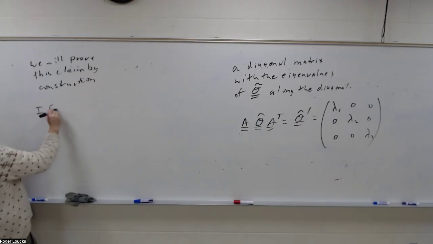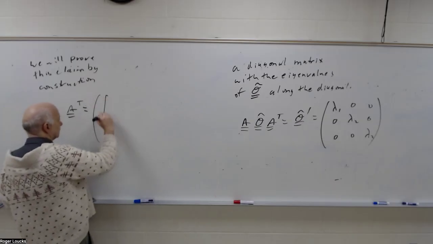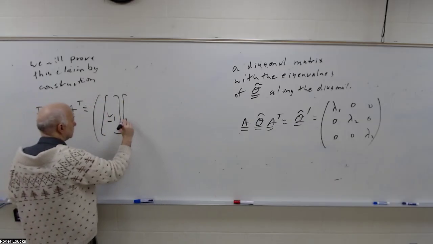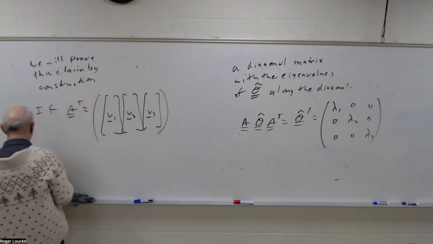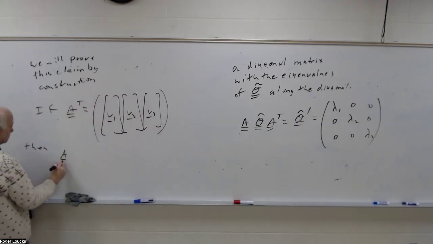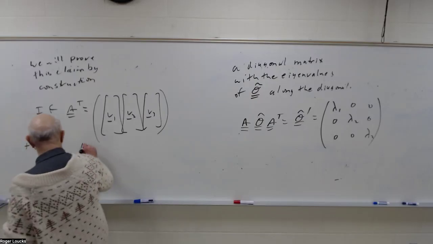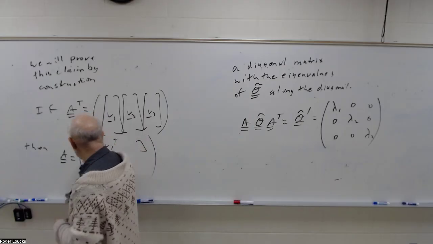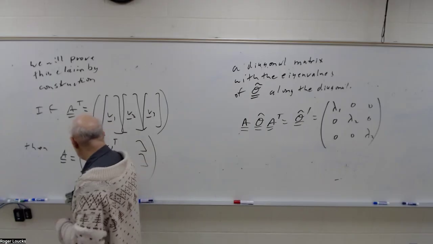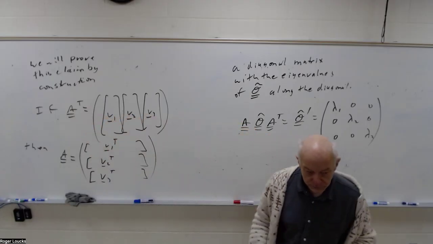So if, by construction, this A is, again, this is V1, V2, V3. If it's that, then what is A? It's going to have to be basically V1 transpose here, V2 transpose here, V3 transpose here. That's what it has to be.